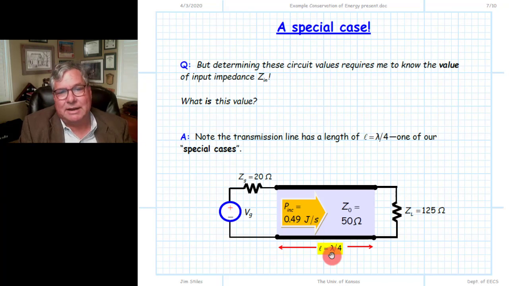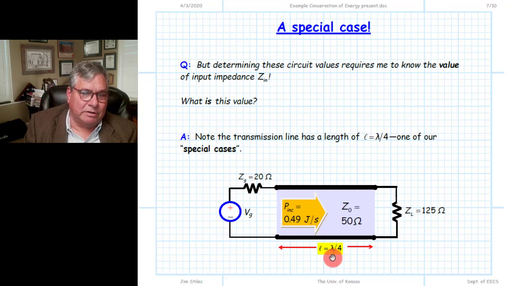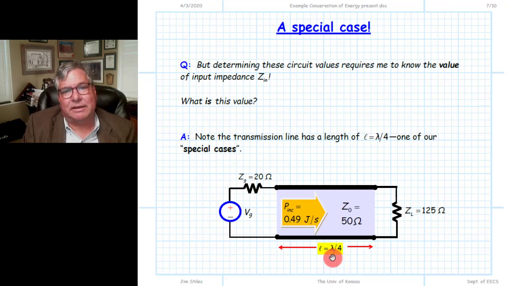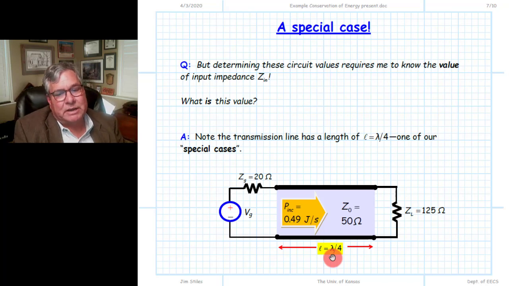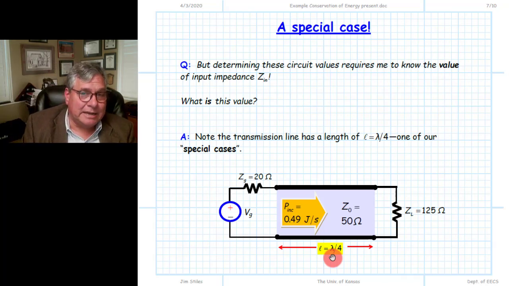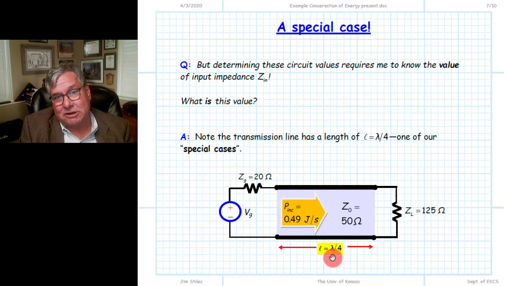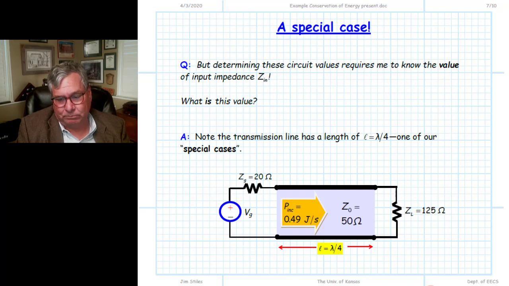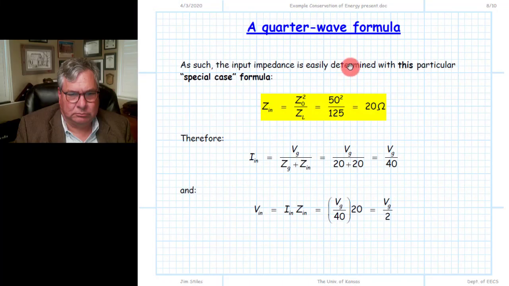Now, you may roll your eyes and say, well, this is simply a silly academic problem. But once again, this length of transmission line of lambda over 4 shows up over and over again in microwave engineering. It is a fundamental length that shows up in many, many structures of useful microwave circuits. So even though it makes things easier and quicker, it is a value that shows up naturally in our analysis of circuit design.